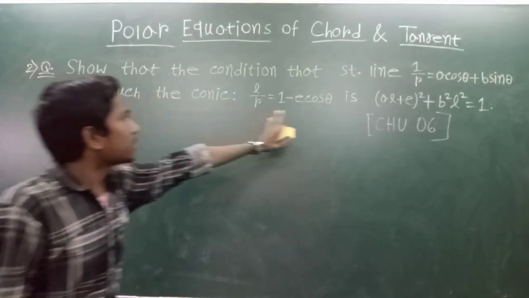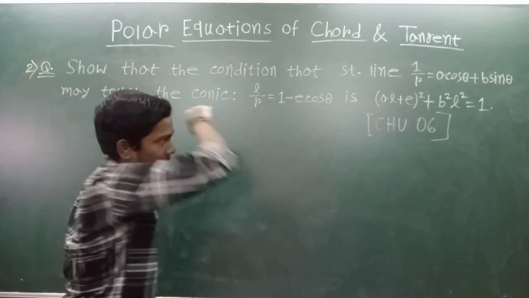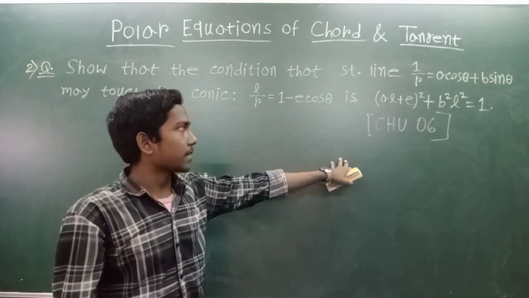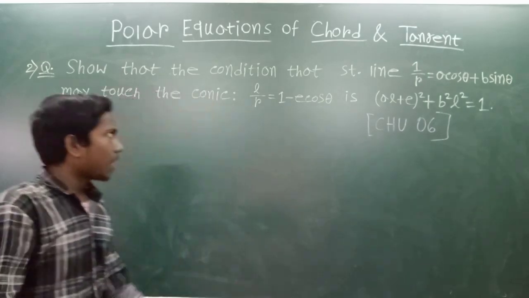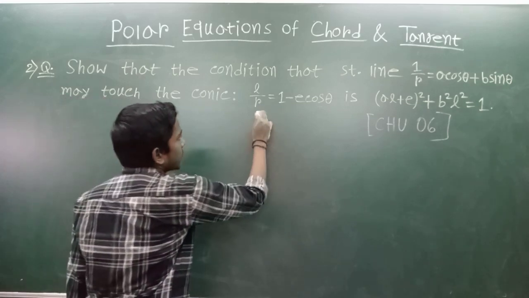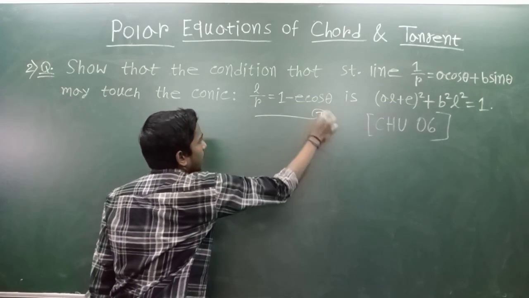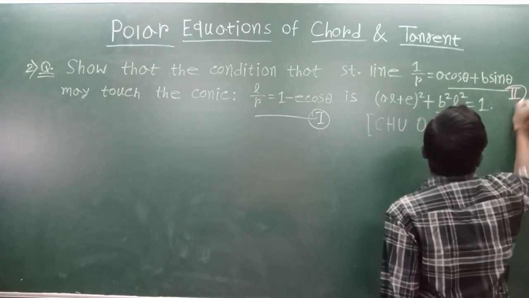Show that the condition that the straight line this may touch the conic this is this. This was asked in CHU 2016, probably in Central University of Haryana. Let's solve it. So we are given the equation of the conic, say this is our equation 1, and the equation of the straight line, say this is our equation 2.